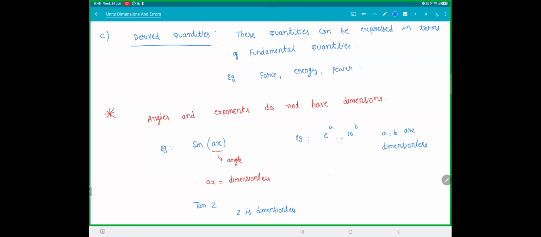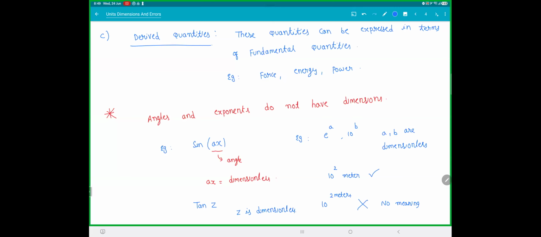Think about this. Does this even make sense? 10 power 2 is acceptable. That means 100. But what is 10 power 2 meters? Do you get the meaning of this? There's no meaning to this. So 10 to the power of 2 meters is meaningless. 10 square meters has a meaning. Clear? So when you take sine of an angle, tan of an angle, or e power, or 2 power 3, 4 power 3, those powers will not have any dimensions. So these are the main things: the fundamental quantities, the derived quantities, and the supplementary quantities.